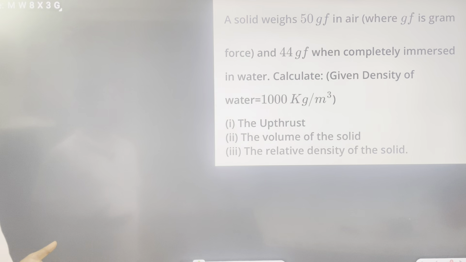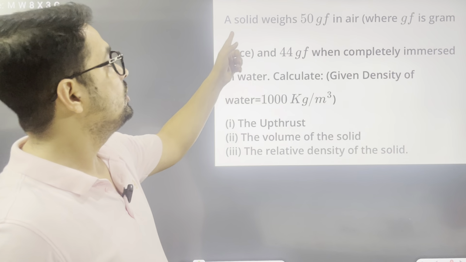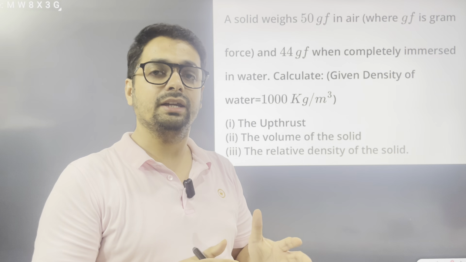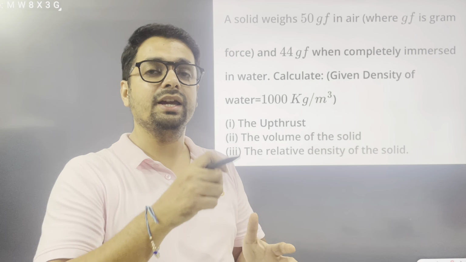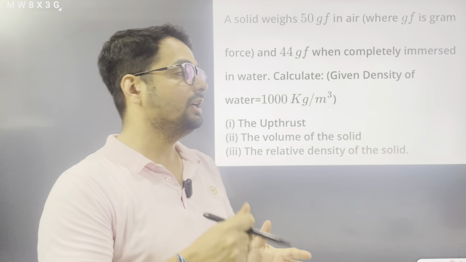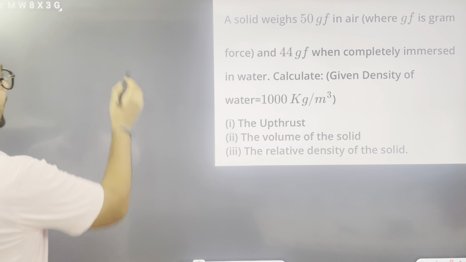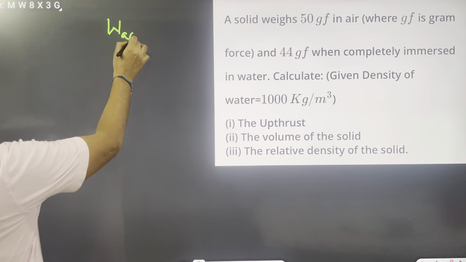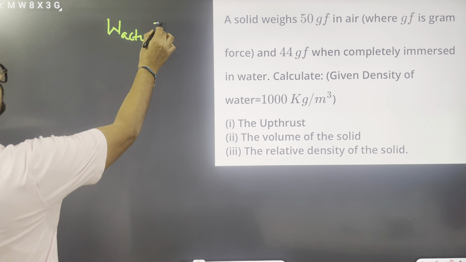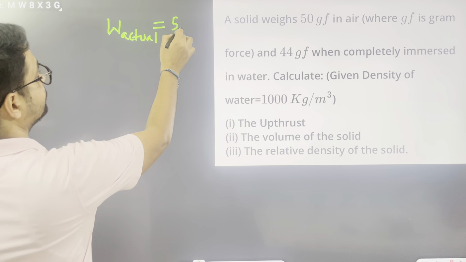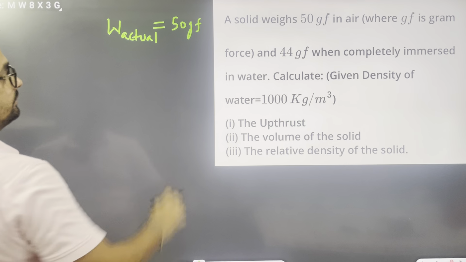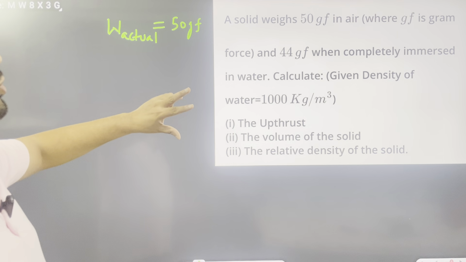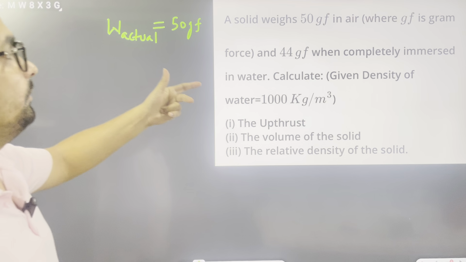Then how to solve this question? Just try to understand. Here, the solid weighs 50 GF in air. It means if we are weighing the solid in air, it is giving the actual weight. So the actual weight of the solid is 50 GF. Correct? Now one thing you should understand is how to convert GF into Newton.